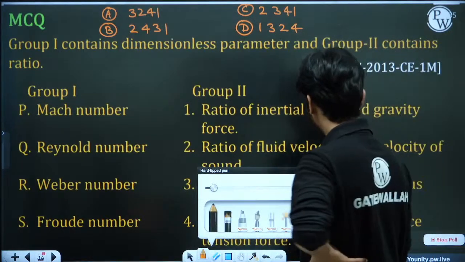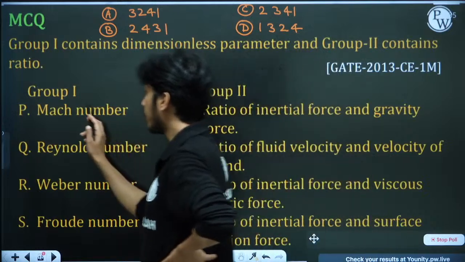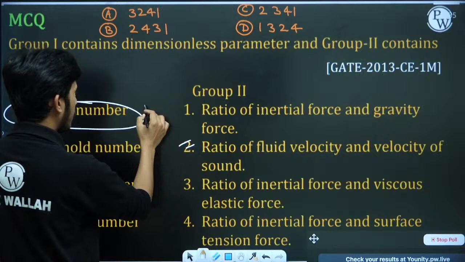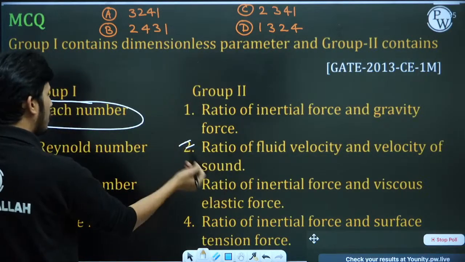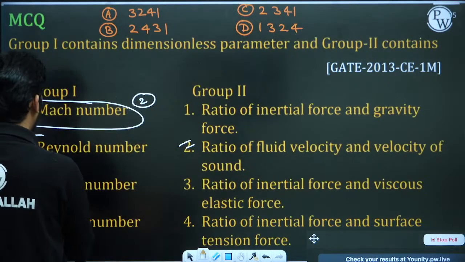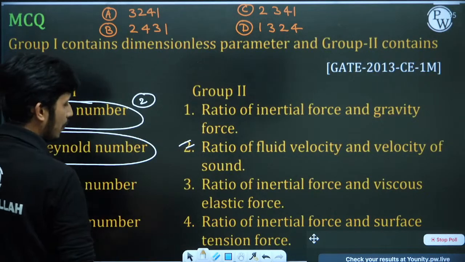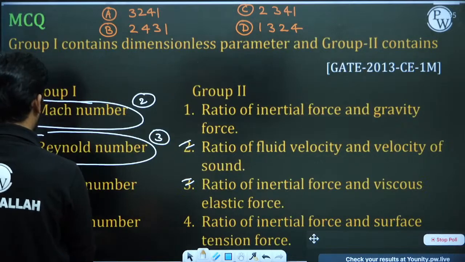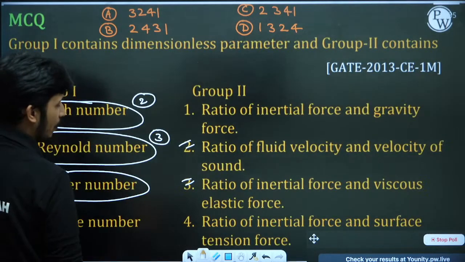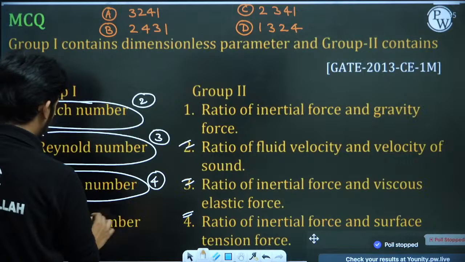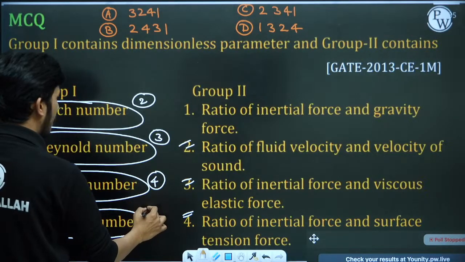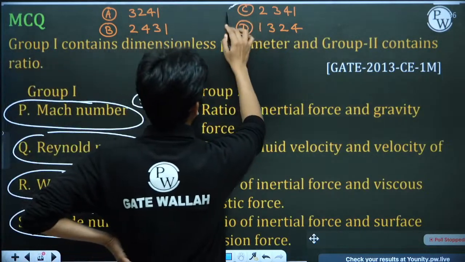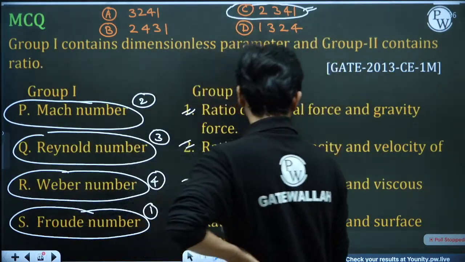So Mach number, I have told you that it is the ratio of inertia force to compressibility force, the ratio of fluid velocity to velocity of sound, V by C. So it is 2. Reynolds number is the ratio of inertia force to viscous force, because viscous force is dominant. So it is 3. Then Weber number is the ratio of inertia force to surface tension. It is 4. And Froude number is the ratio of inertia force to gravity force. It is 1. So 2, 3, 4, 1. It is given in C part. This is the correct answer of this question. C part.